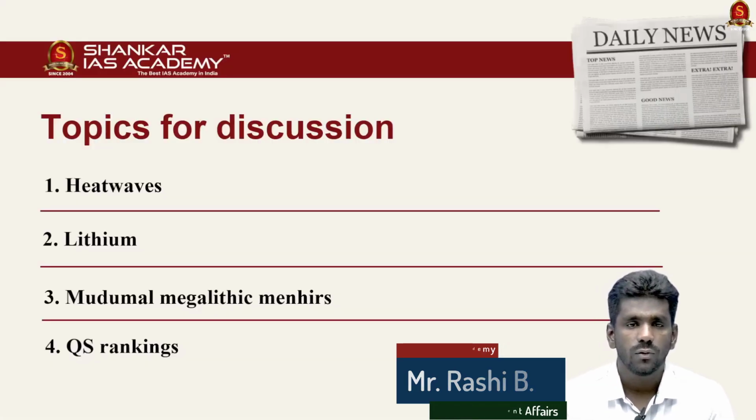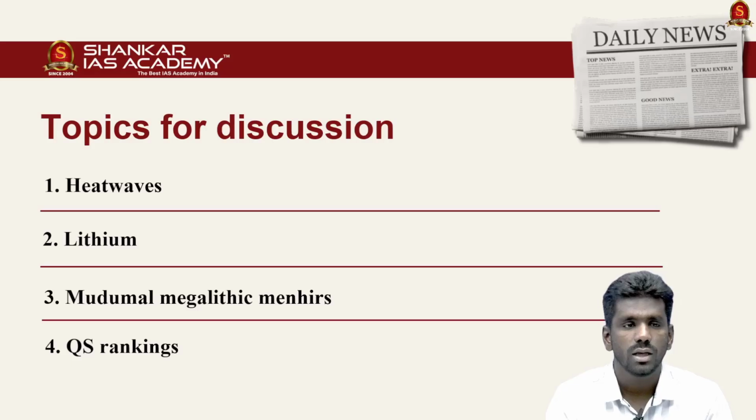So these are the four important topics we are going to discuss today. The first topic is about the heat waves in India. The second one is about lithium resources. The third one is about Mudumal megalithic menhirs. And the fourth one is about the QS World University Rankings. So these are the four important articles we are going to discuss from the prelims exam perspective. Now let us get into the discussion.